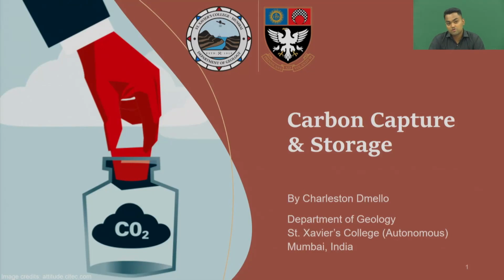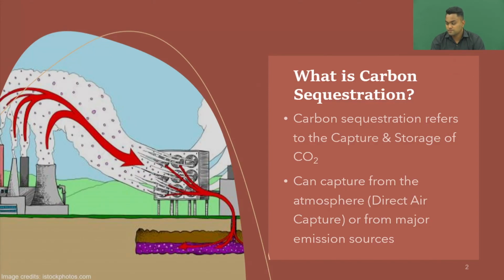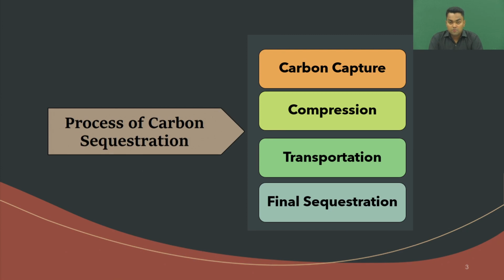And we will be learning about the various methods used for the same. The first concept that we need to get cleared is what is carbon sequestration. Carbon sequestration refers to the capture and storage of carbon dioxide from the atmosphere. Carbon sequestration has mainly three steps: capturing carbon, transporting it, and final sequestration.